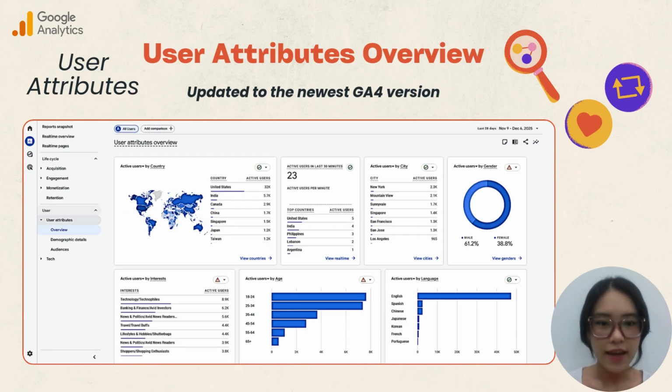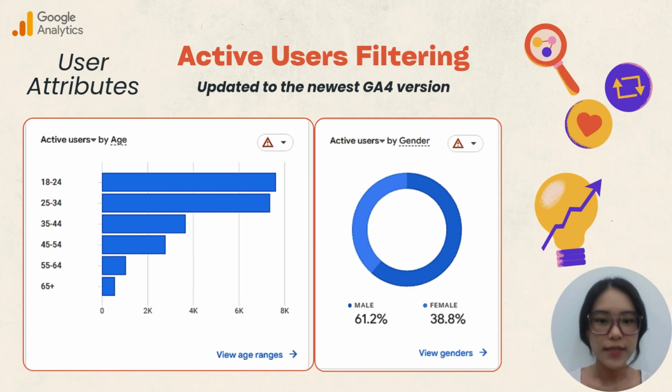This is the GA4 User Attributes Overview, which summarizes active users by country, city, language, age, and gender in the latest GA4 version. Here we see active users filtered by age and by gender. This allows us to quickly compare engagement across different demographic groups using the newest GA4 interface.